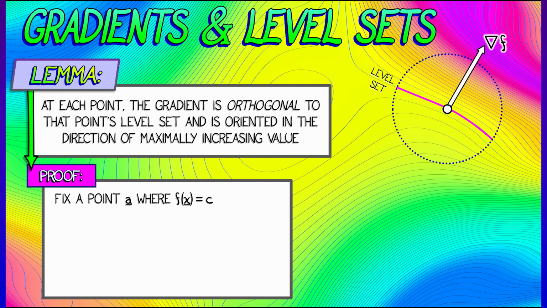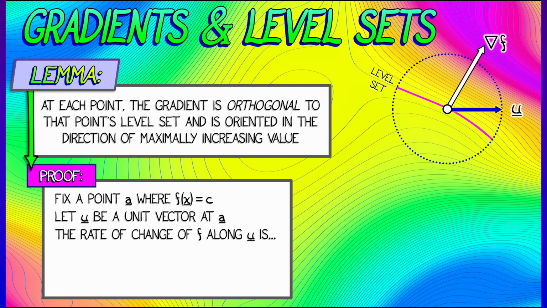Fix a point A where f takes on a value c. Of course, that value is f of a. Okay, now choose a unit vector at that point A. Call it u. It can be any unit vector pointing in any direction you want. What I want to know is what happens when you look at the rate of change of the output of f by changing the inputs using this vector u.